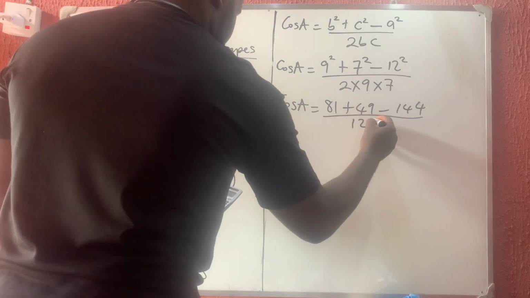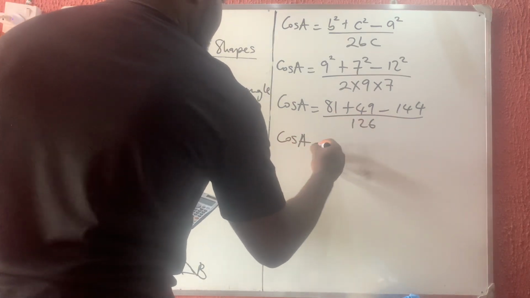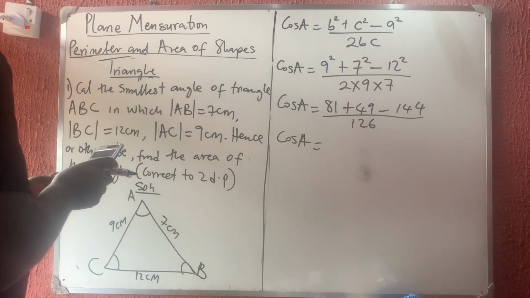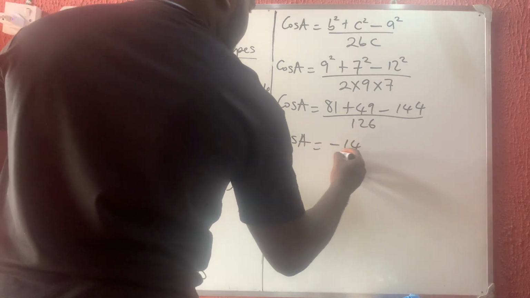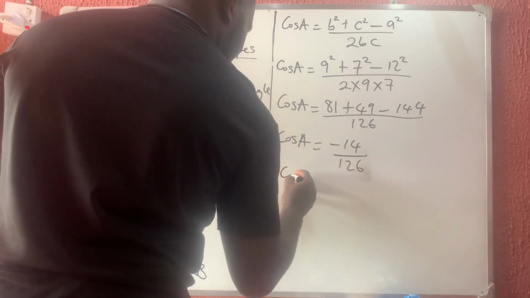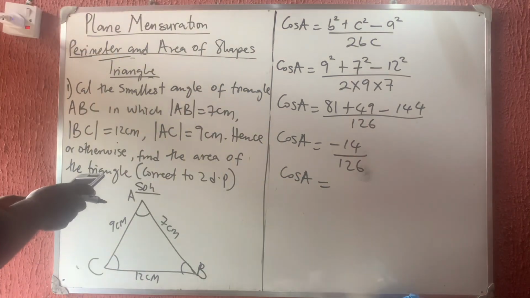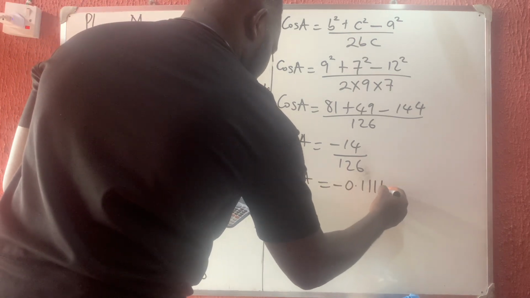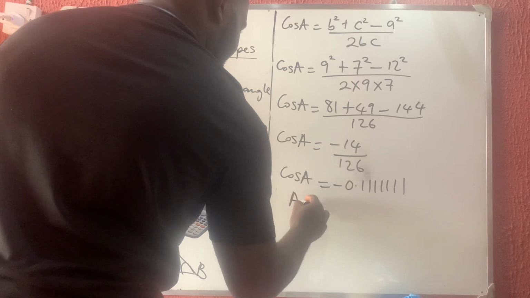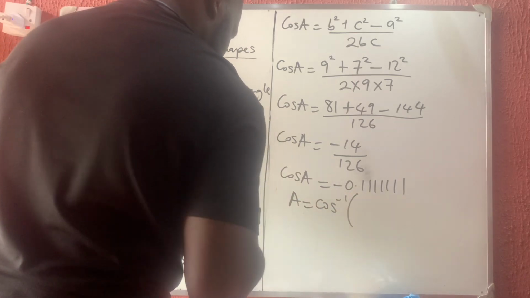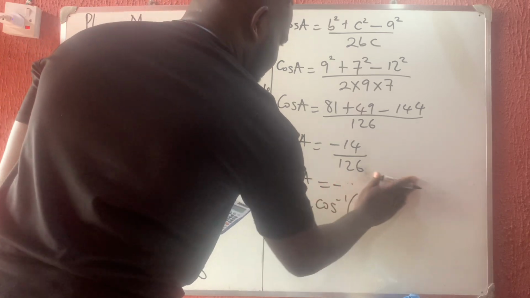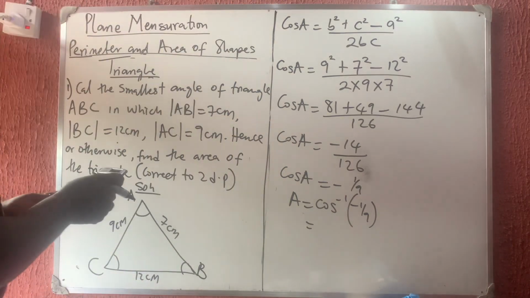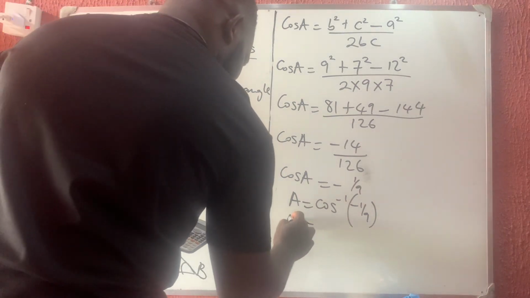So I have 126. Therefore cos A is equal to 81 plus 49 minus 144, so I'm having minus 14 all over 126. So cos A is equal to minus 0.111111, like that. So therefore my A becomes the cos inverse of, in fact you can leave it as minus 1 over 9. So cos inverse of minus 1 over 9. Which is, shift cos, my answer. So I'm having that my A is what?